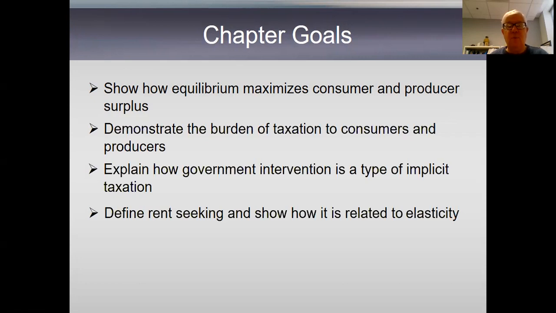Then we're going to demonstrate the burden of taxation to consumers and producers. We explain how government intervention is a type of implicit taxation, and then we're going to come up with a new term, one that you probably haven't seen before, called rent seeking.